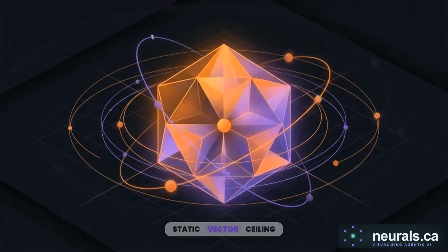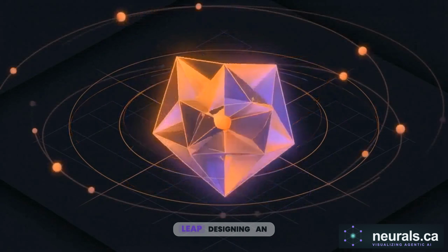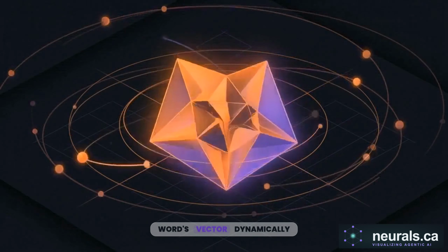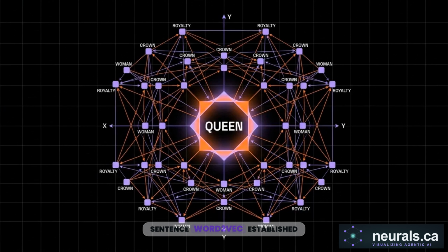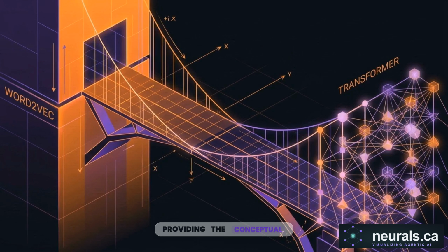Breaking the static vector ceiling required a massive leap, designing an architecture where a word's vector dynamically changes position based on the surrounding sentence. Word2Vec established the rule that a word is defined by the company it keeps, providing the conceptual bridge to the transformer architecture, which allows words to analyze that company in real time.